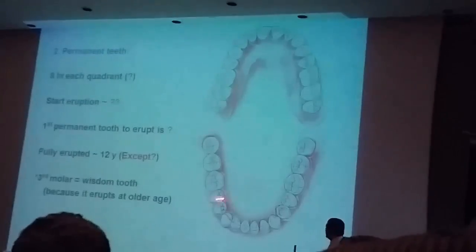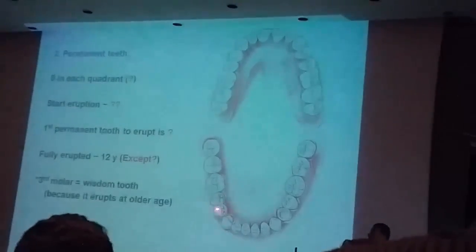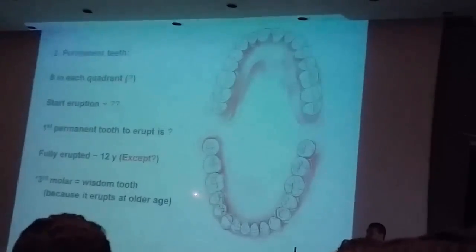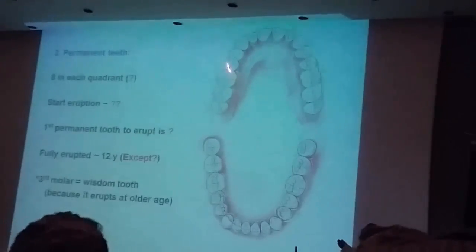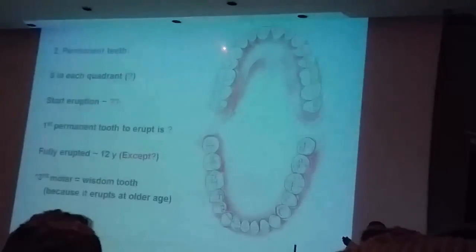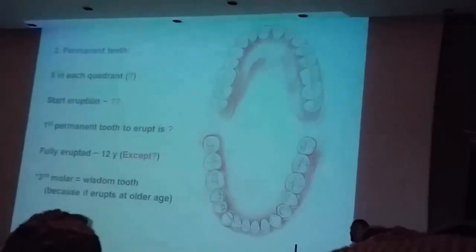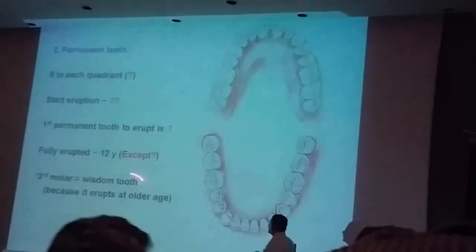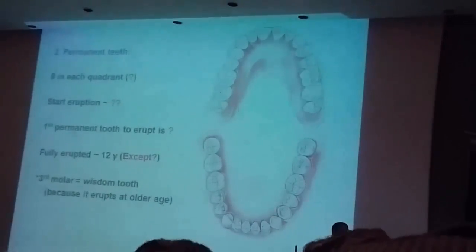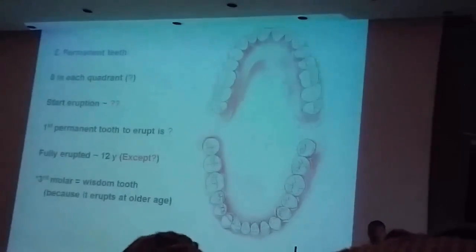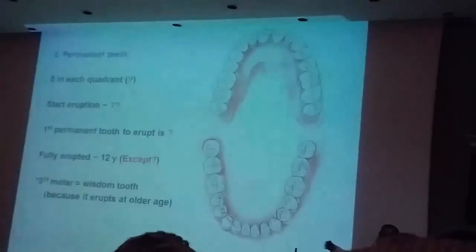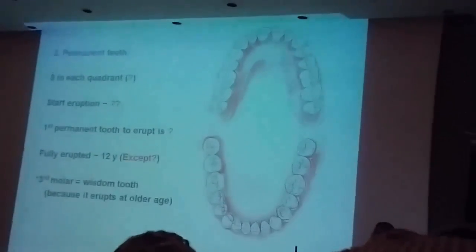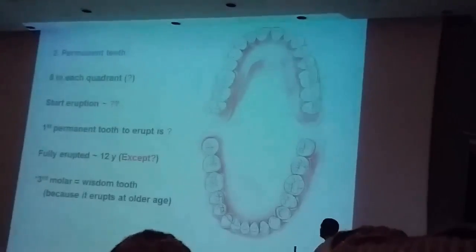The order of eruption, again, central, lateral, first premolar, then canine, then second premolar. Right? Did I forget anything? First molar is the first. Yes, so first molar, central, lateral, first premolar, canine, second premolar, then the second molar. Now the third molar, they call it the wisdom tooth because you have now become a wise person, or you become mature, let's say. That's why it usually erupts between the age of 18 to 30 years. Some people may not become wise, so it doesn't come out at all. So it erupts at an older age.